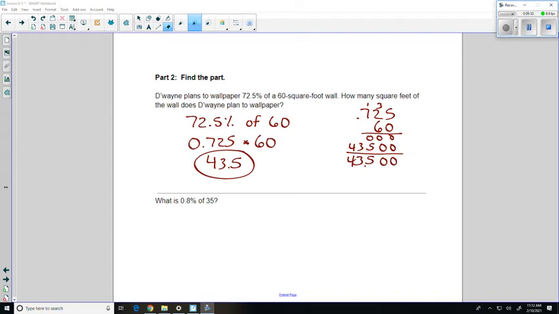The next problem is asking you to find 8/10 of a percent of 35. So you have to change 8/10 of a percent to a decimal and then multiply it by 35. Give it a shot. We'll talk about it in class.